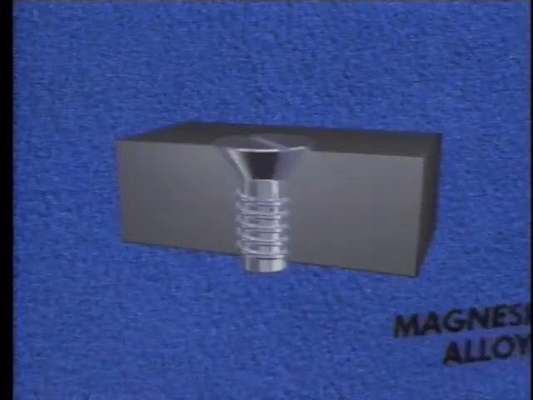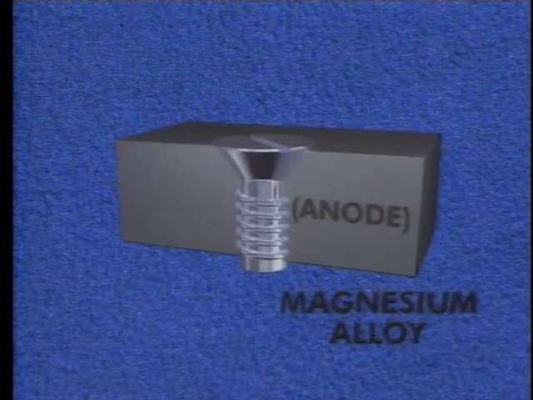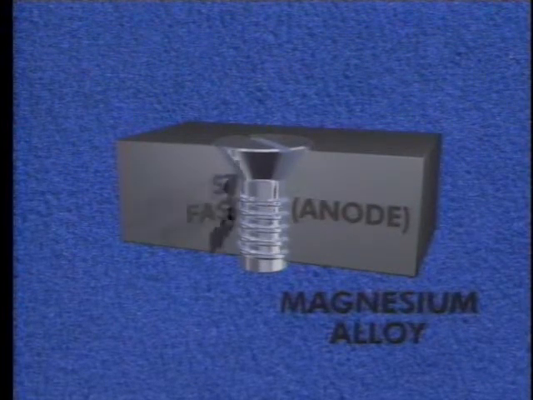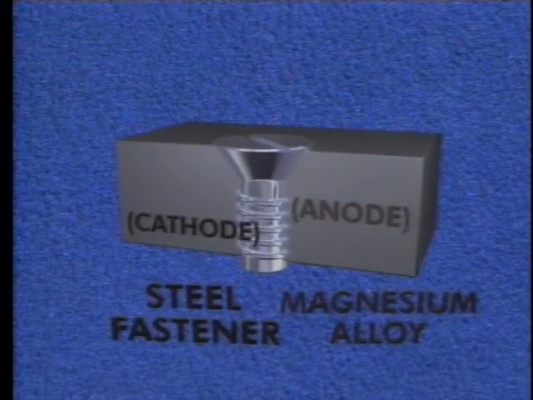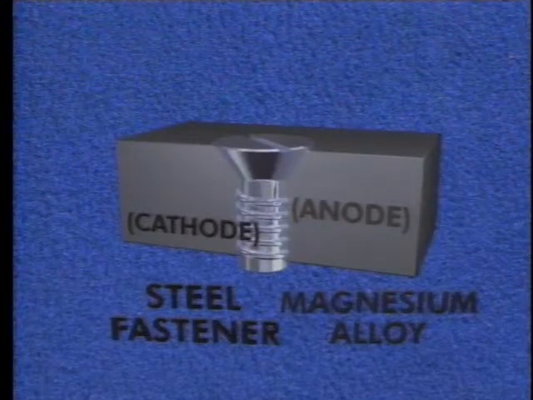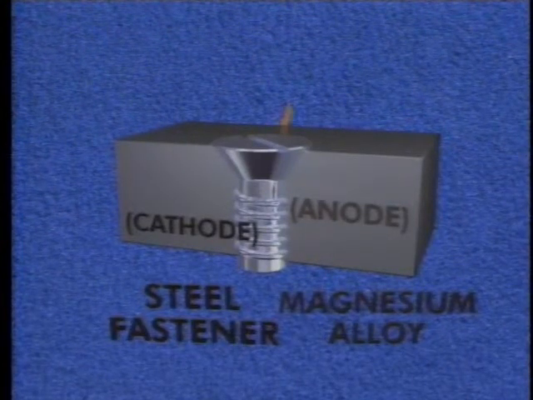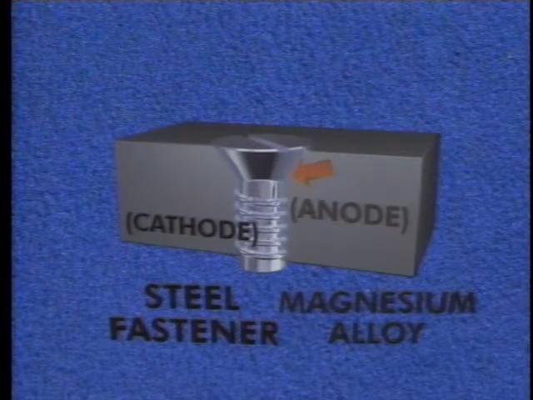There must be a metal present that has a tendency to corrode. This is referred to as the anode. Secondly, a dissimilar conductive metal known as the cathode must be present. The cathode is less corrosive than the anode. These metals must make contact in order for the electrons to move from the anode to the cathode.